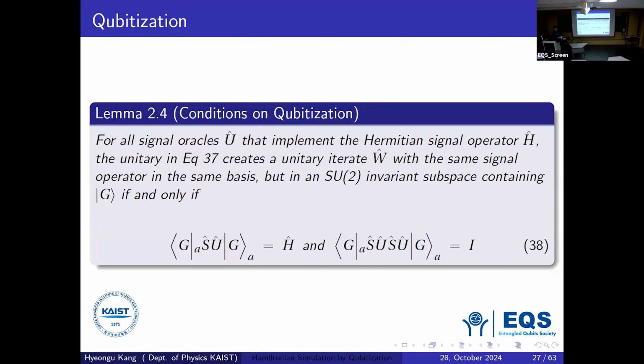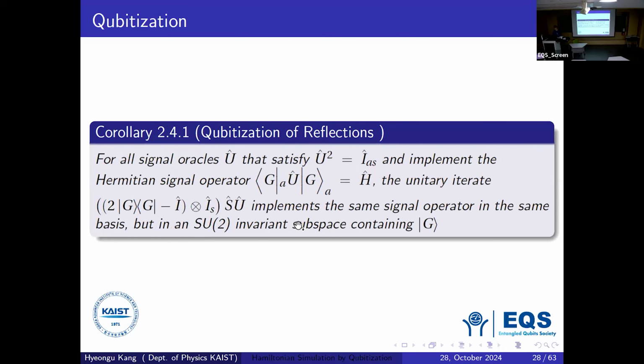So I would just skip this proof. And this gives the qubitization of reflection. It is a complicated, sophisticated thing. If you just keep the feel of it, for all signal operators, if it satisfies those things, then we can implement the Hamiltonian operator, and the unitary iterate implements the same signal operator.